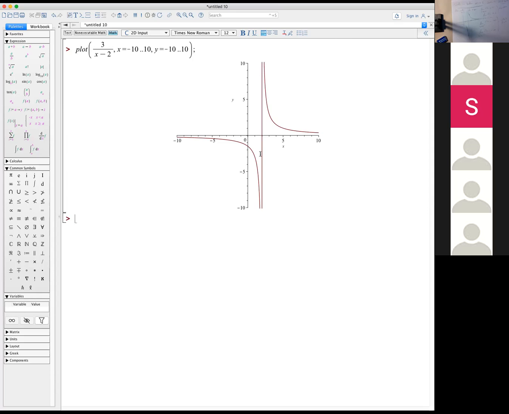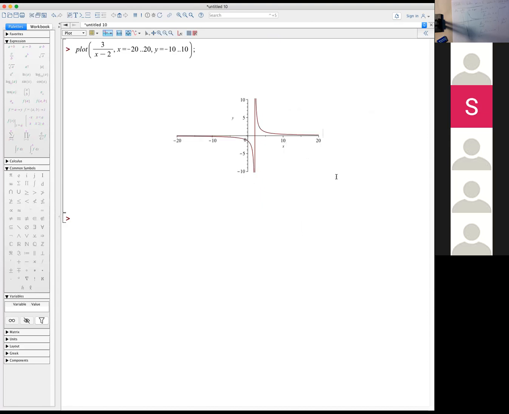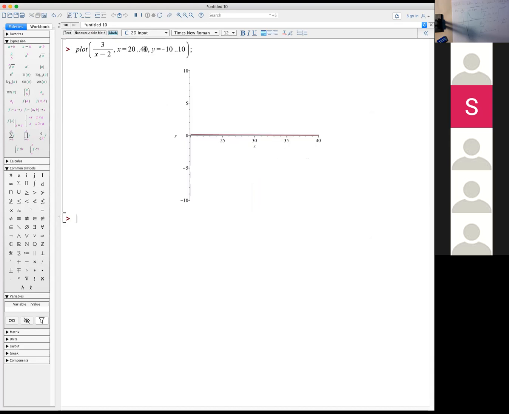So you see this vertical line, x equal 2, that gives you the two limits as x approaches 2. They're infinite limits. And as you go out further and further to the left or the right, the graph of the function gets closer and closer to zero. It's very hard to tell it apart. In fact, if you were to graph this function, even let's say from 20 to 40, this is the function. And it's hard to see the difference between that and zero.